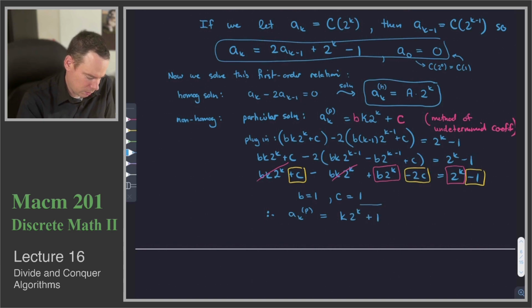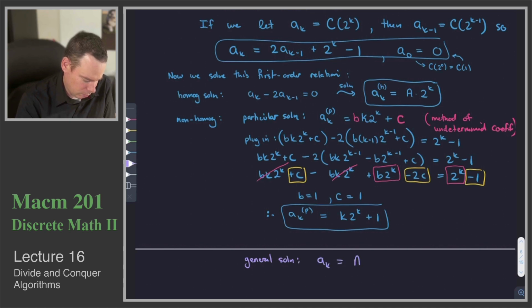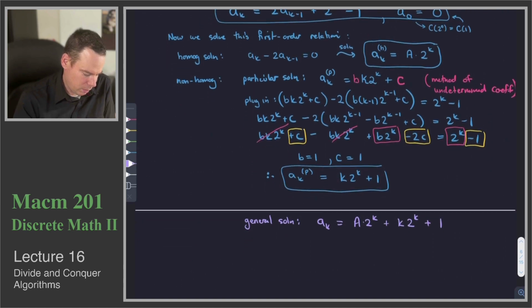So we've got our particular solution, we've got our homogeneous solution, so that's enough now to put them all together to get our general solution. So our general solution is a_k equal to a 2^k plus k 2^k plus 1. And now we can go ahead and use our initial condition.